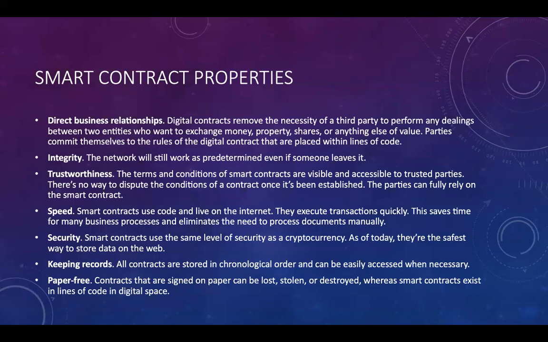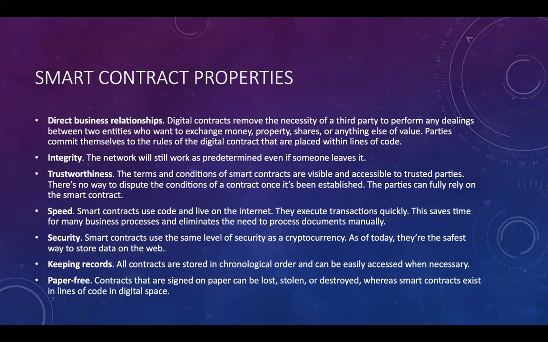Now, what are smart contract properties? We know what smart contracts are. We understand that it's a very small program which runs automatically without the help of any middleman. But we should know what its properties are. The main property is that it has direct business relationships. So what is that? Direct business is nothing but where digital contracts remove the necessity of a third party.